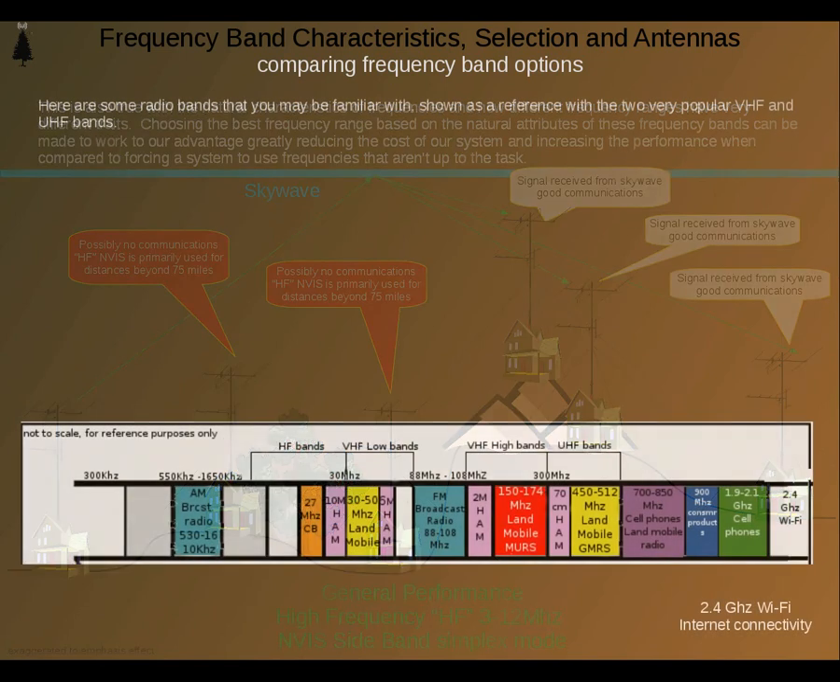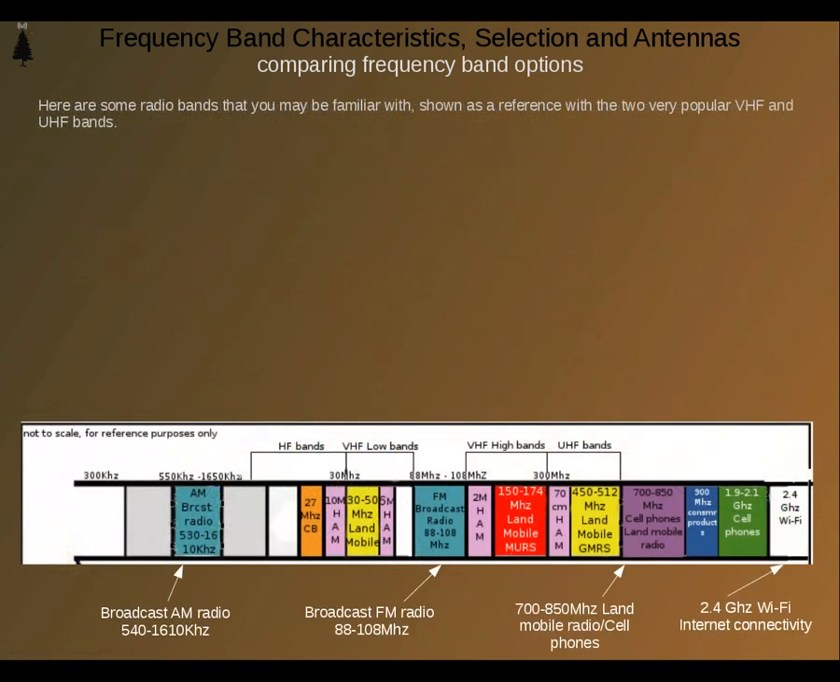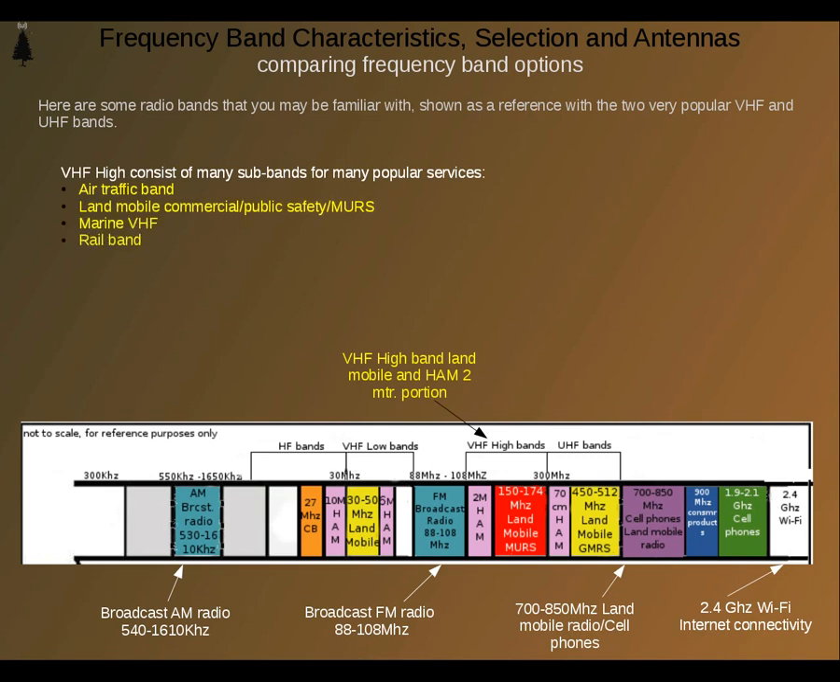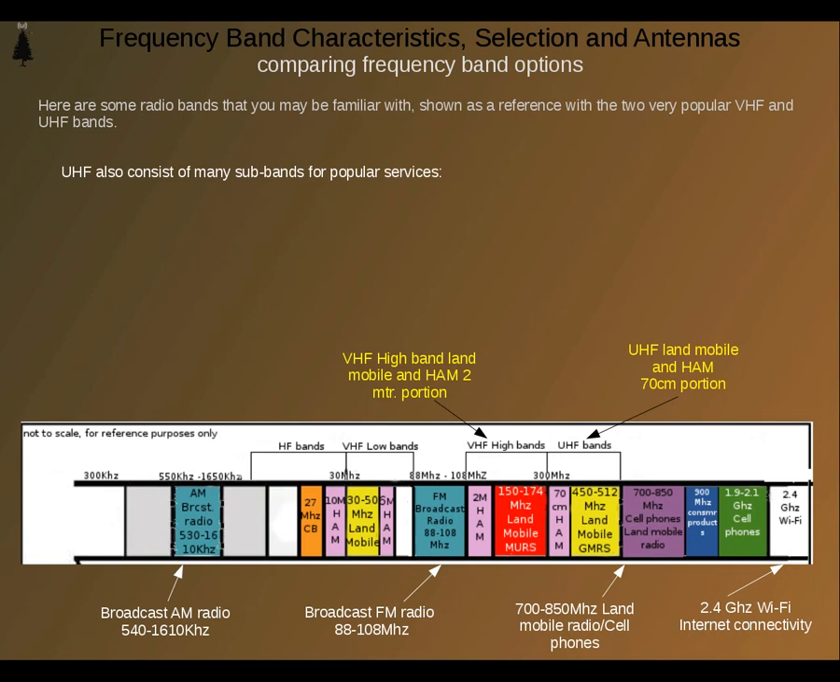Here are some radio bands that you may be familiar with, shown as a reference with two very popular VHF and UHF bands. VHF high band consists of many subbands for many popular radio services. UHF also consists of many subbands for popular radio services.